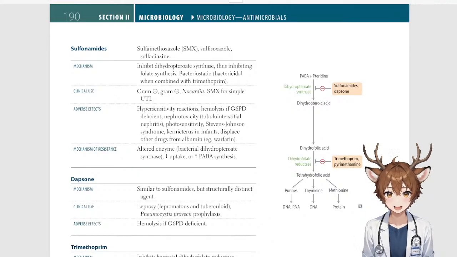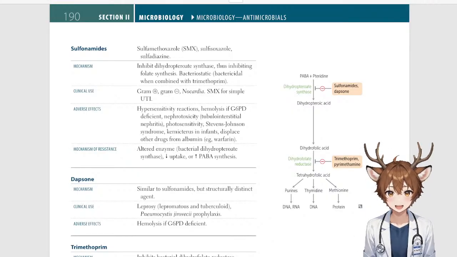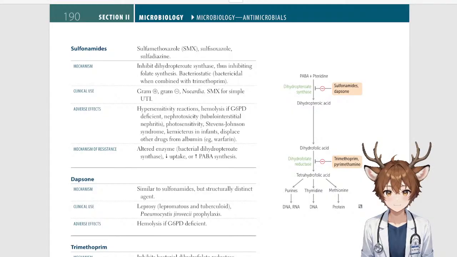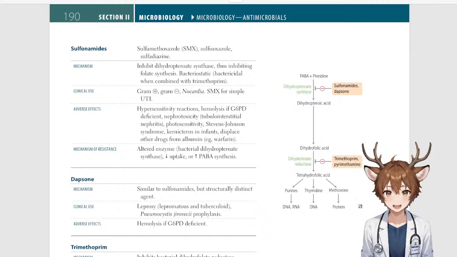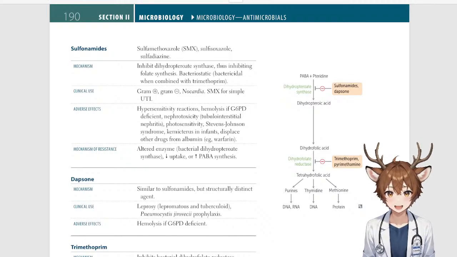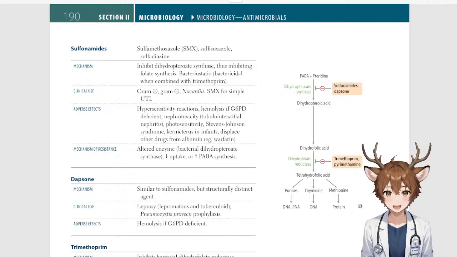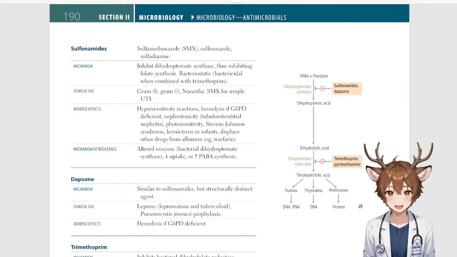Anyway, for dapsone, similar to sulfonamides but a structurally distinct agent. Clinical use: leprosy, lepromatous and tuberculoid forms, Pneumocystis jirovecii, PJP, prophylaxis, or treatment when used in combination with TMP, that's trimethoprim. Adverse effects of dapsone: hemolysis in G6PD deficient, methemoglobinemia, and agranulocytosis. Some of the same stuff.